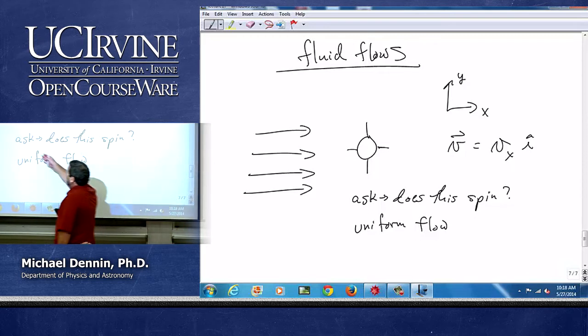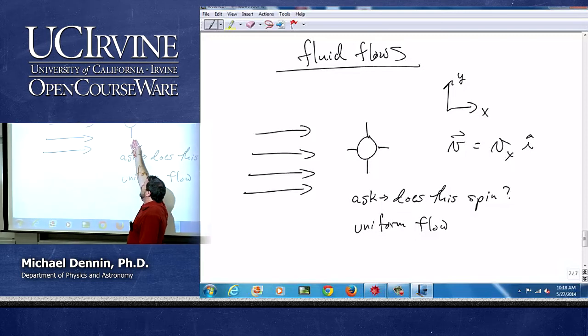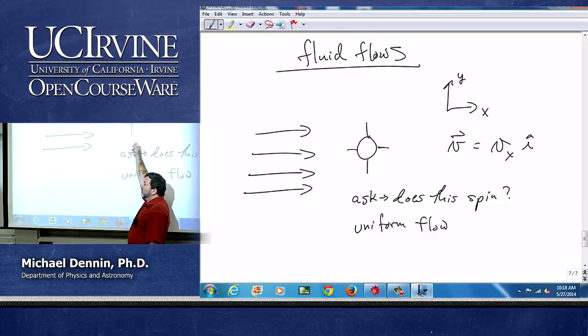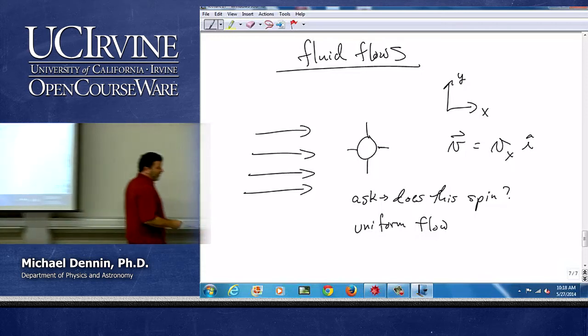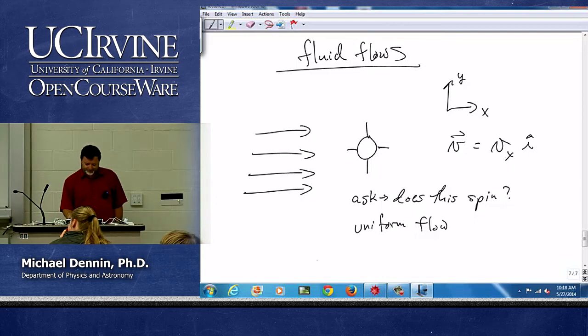And if I look at this, would I expect such a fluid flow to spin this turbine? No, because equal amounts hit the top and bottom. The torques cancel, right? The water hitting here tries to make it go that way. The water on the top tries to make it go the other way. It doesn't spin. So this is a field with a curl of 0.